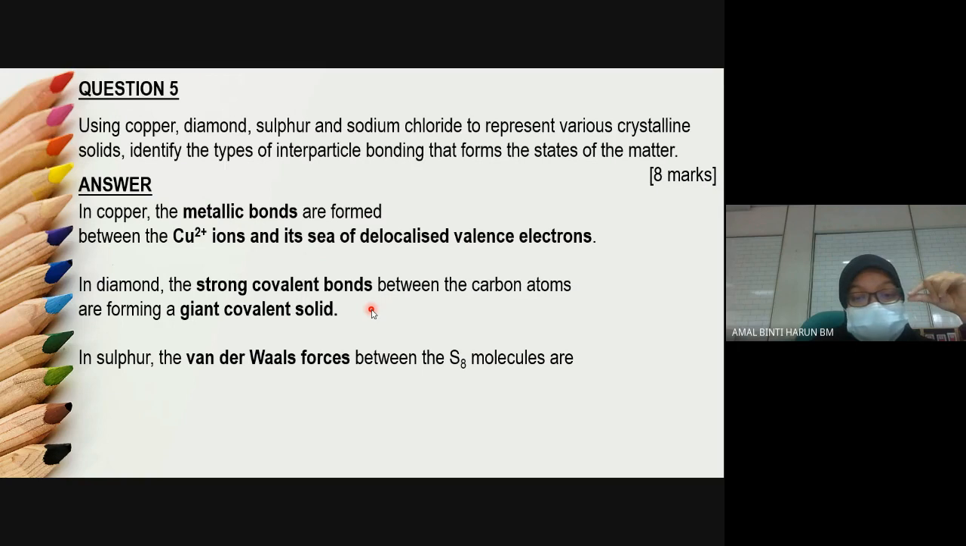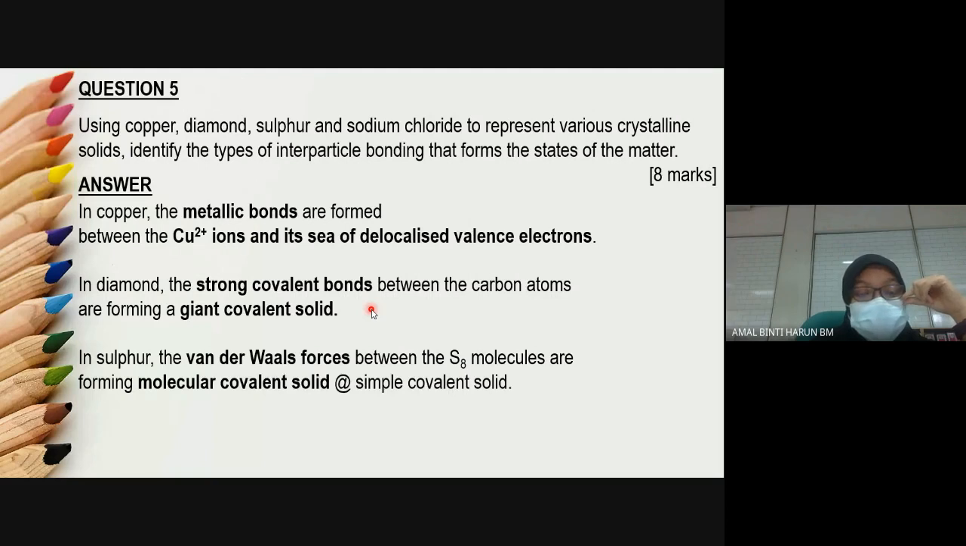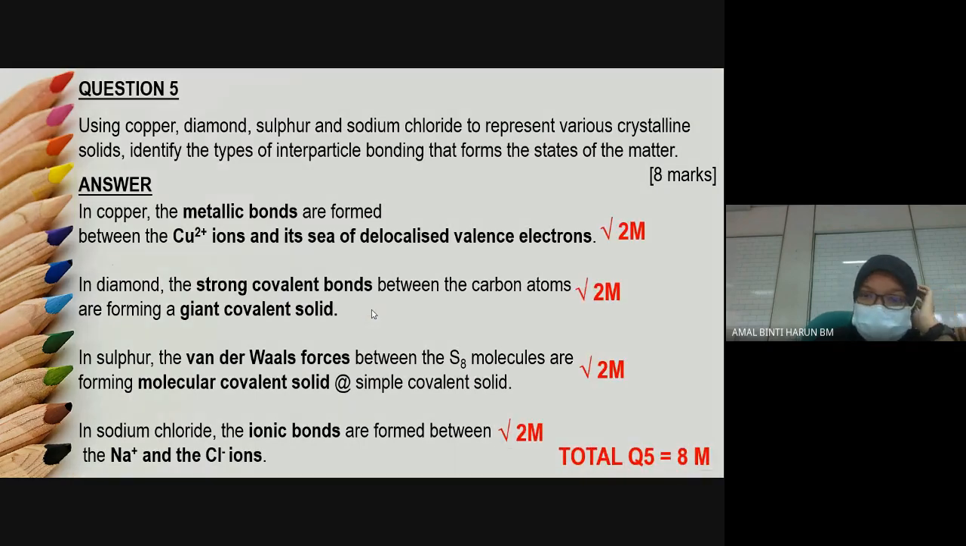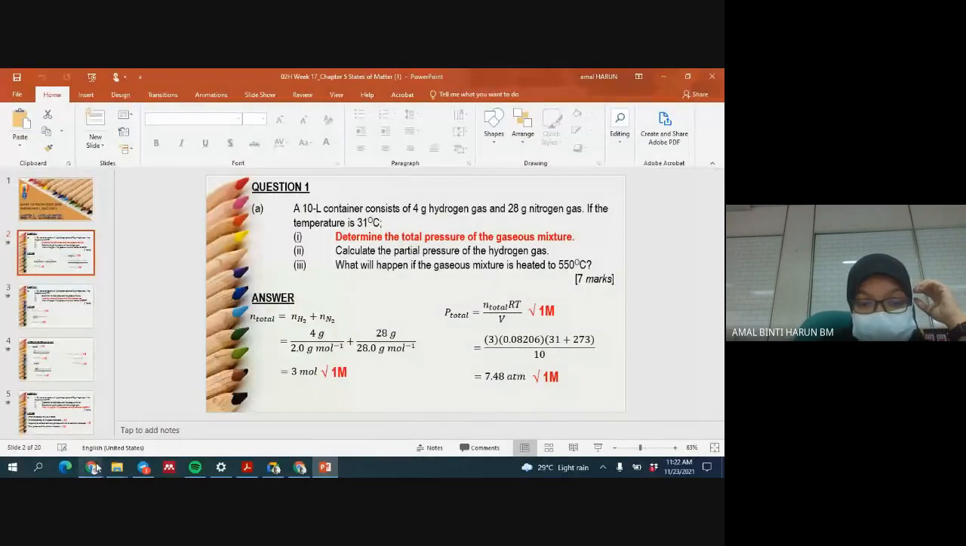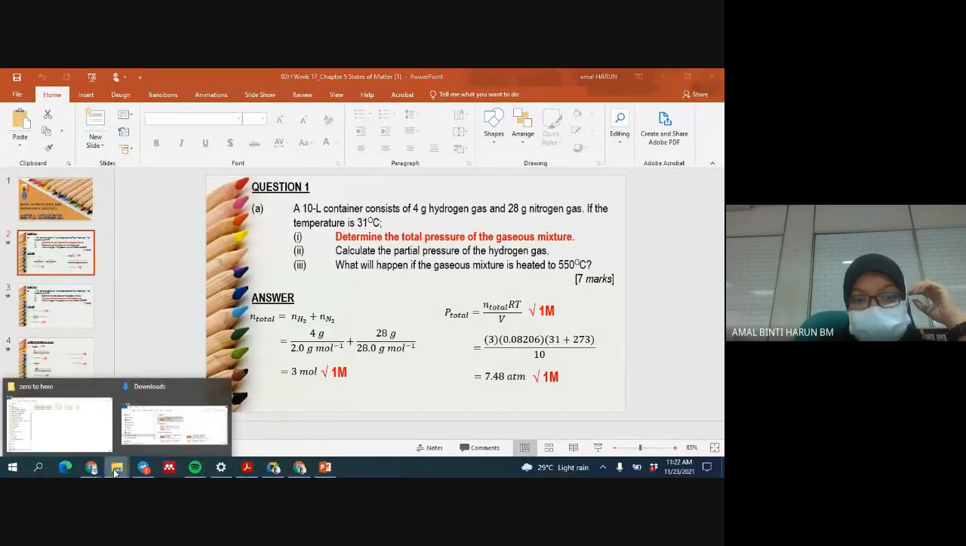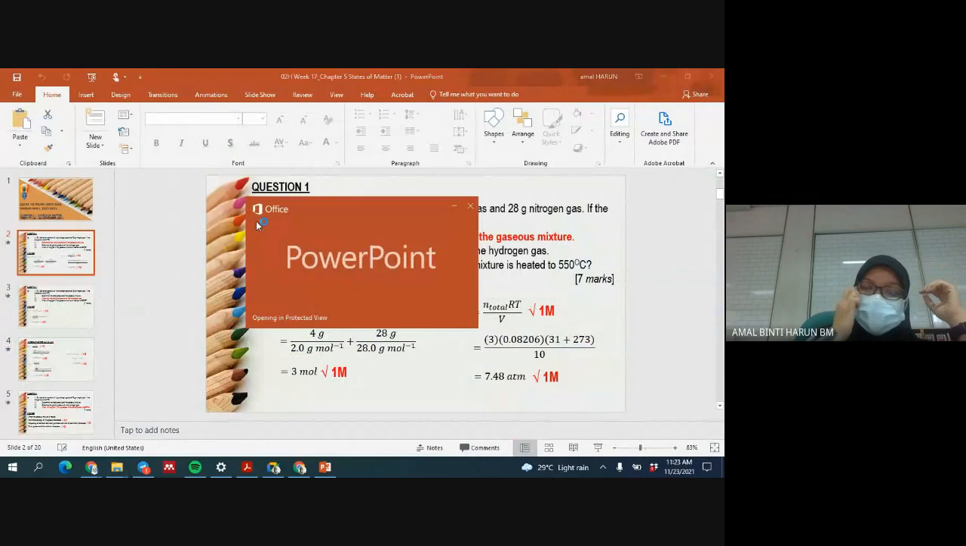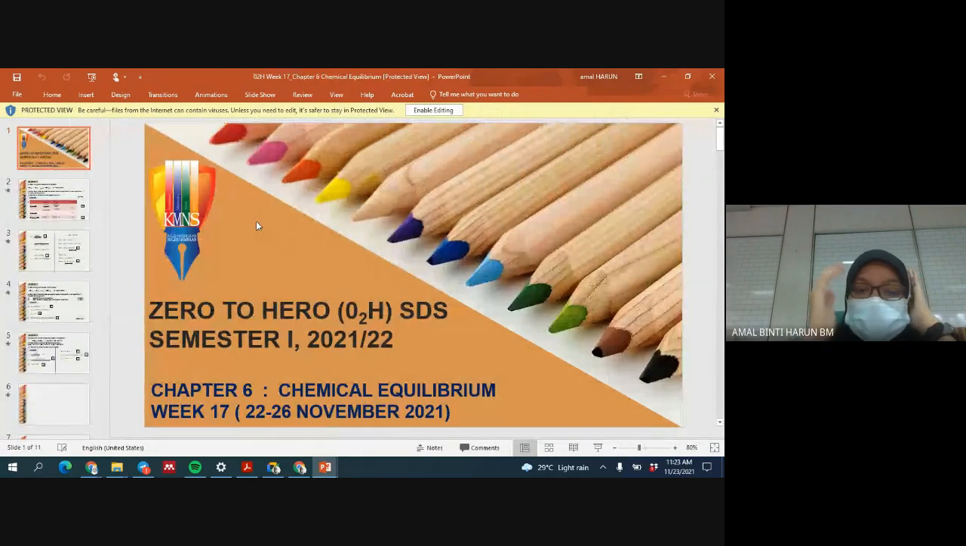For sulfur, it is a non-polar molecule, and its intermolecular forces are only van der Waals forces because it is a molecular covalent solid. While in sodium chloride, it forms ionic bonds between Na+ and Cl- ions. We have finished chapter 5. Now we proceed to chapter 6.